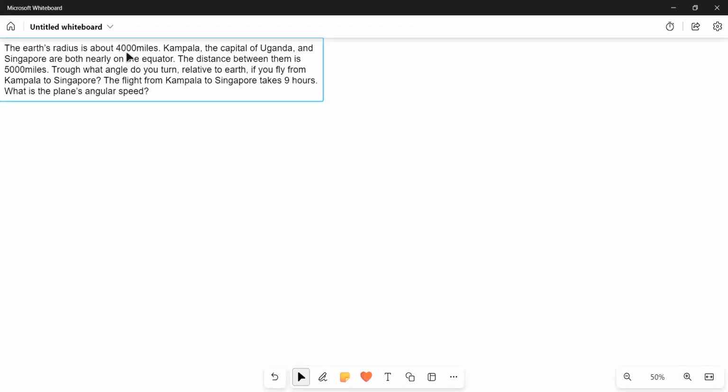The Earth's radius is about 4,000 miles. Kampala, the capital of Uganda, and Singapore are both nearly on the equator. The distance between them is 5,000 miles. Through what angle do you turn relative to Earth if you fly from Kampala to Singapore?